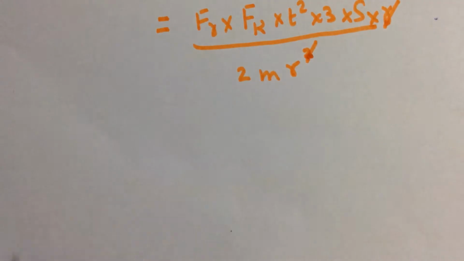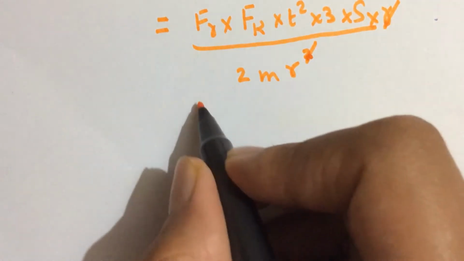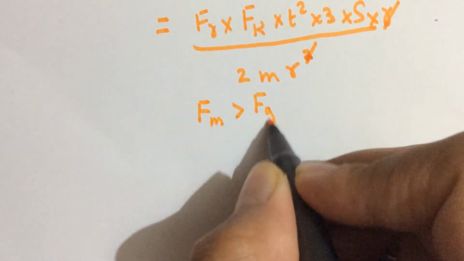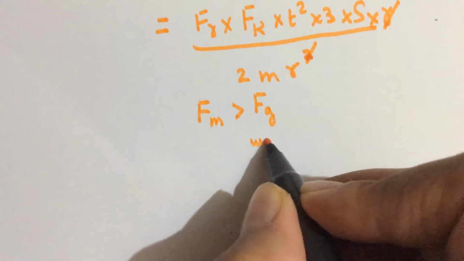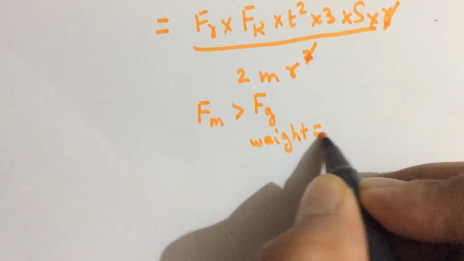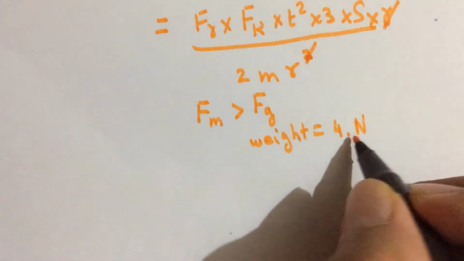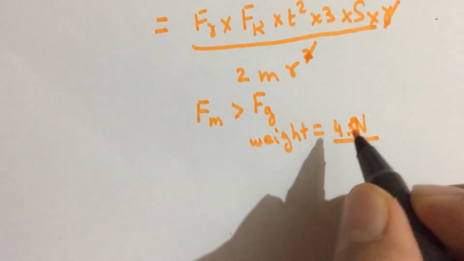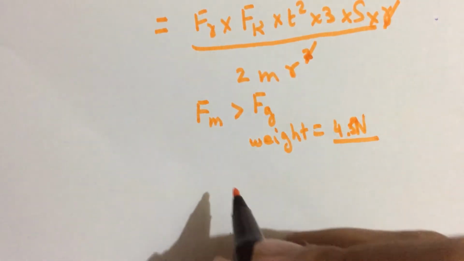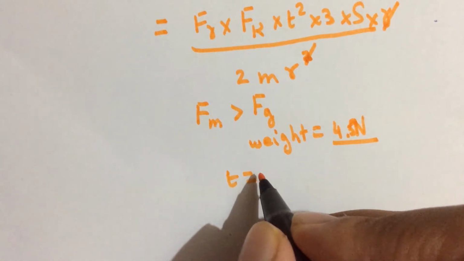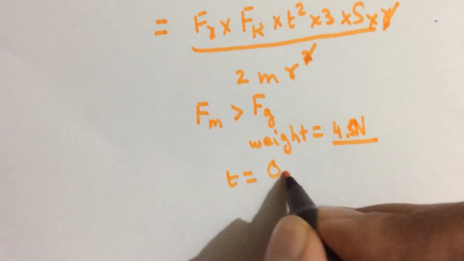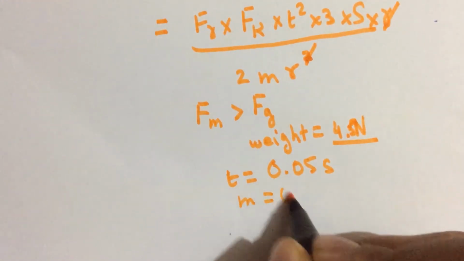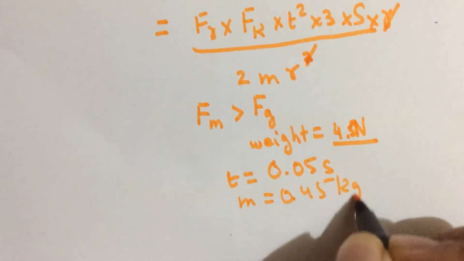Now our entire point is to prove that Fm should be greater than the weight, or Fg, of the ball. Now the weight of an average ball is basically 4.5 newtons, which means that its mass is around 450 grams. And the average time of contact between a footballer's foot and the ball is 0.05 seconds. And the mass I said earlier is equal to 0.45 kgs.